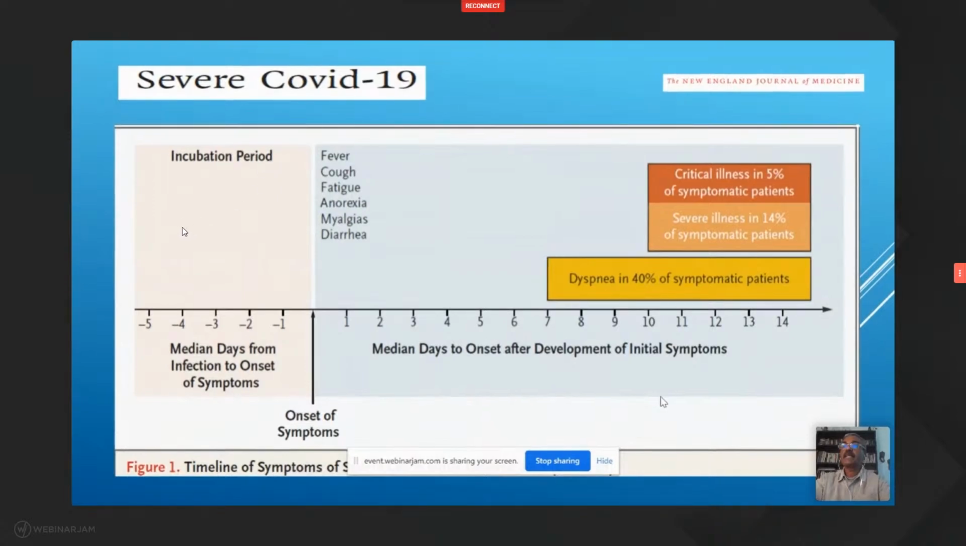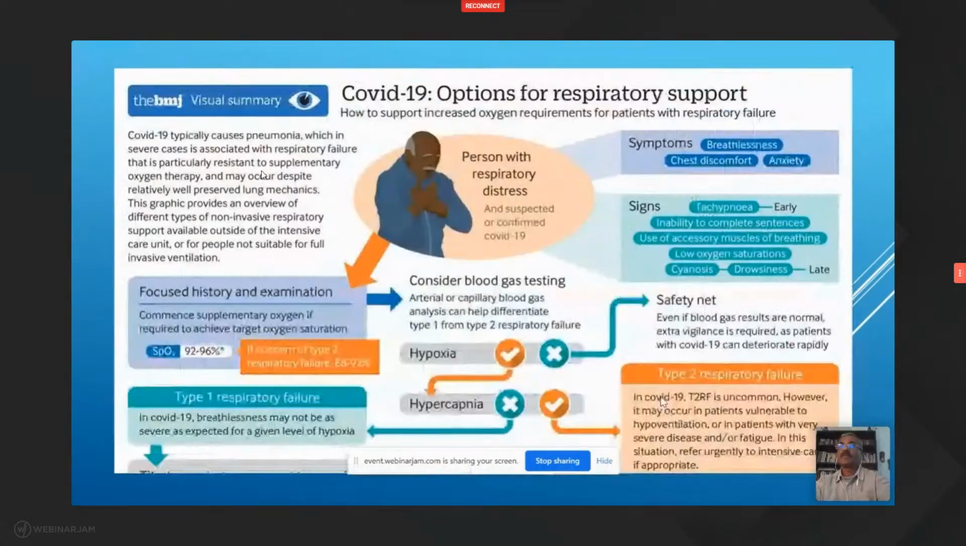And the reasons for that are different. The initial phase is because of viremia. The second phase is more cytokine release post-viremia and the triggering of the cytokine response syndrome. There's a beautiful cartoon by BMJ, the visual summary, of a patient who would require respiratory support. The patient comes to you with respiratory distress with the symptoms of breathlessness, chest discomfort, anxiety, and all the signs of tachypnea, inability to complete sentences, accessory muscle use, and desaturation.